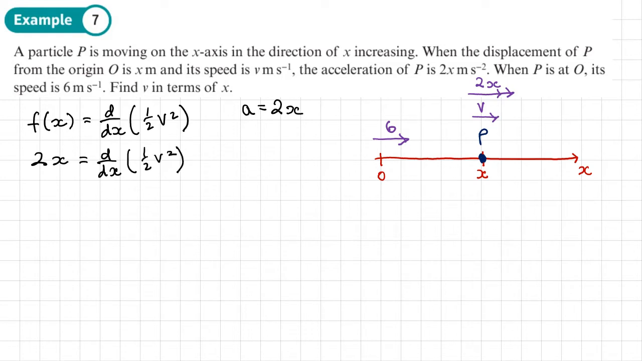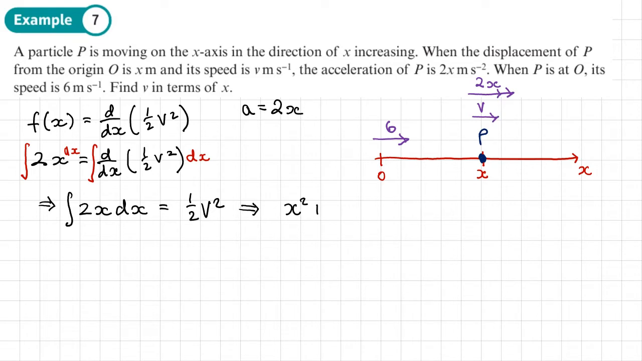Then I'm going to integrate both sides with respect to x. I'll stick a dx there and a dx there. Then what happens, we know that on the right hand side the integration cancels out with the differentiation, so we're integrating 2x with respect to x equals half v squared. Integrating the left hand side, we'll get x squared plus c, our constant of integration, is equal to half v squared.